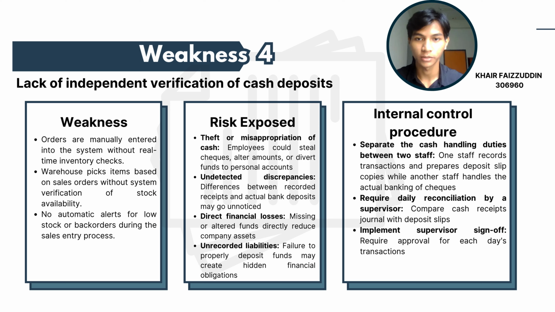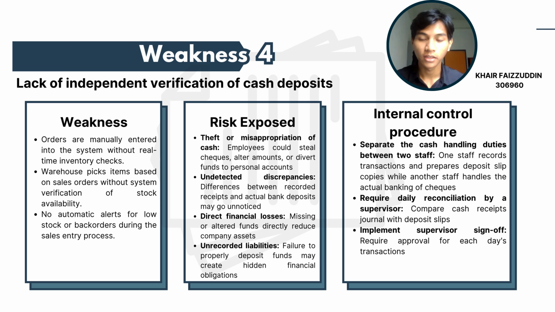Next, we will look at the risk exposed. For the risk exposed, there will be theft or misappropriation of cash. Employees could steal checks, alter amounts, or divert funds to personal accounts. Next, there will be undetected discrepancies. Differences between recorded receipts and actual bank deposits may go unnoticed. Next, there will be direct financial losses, where missing or altered funds directly reduce company assets. Lastly, there will be unrecorded liabilities, where failure to properly deposit funds may create hidden financial obligations.